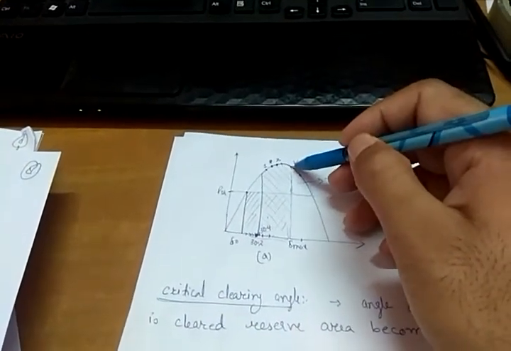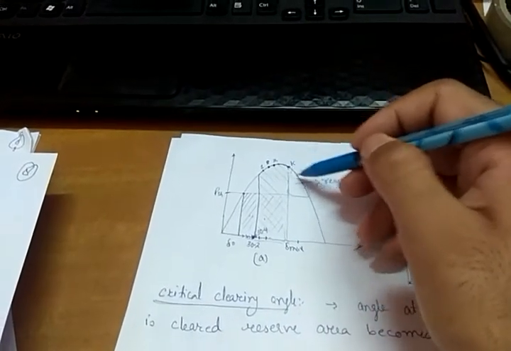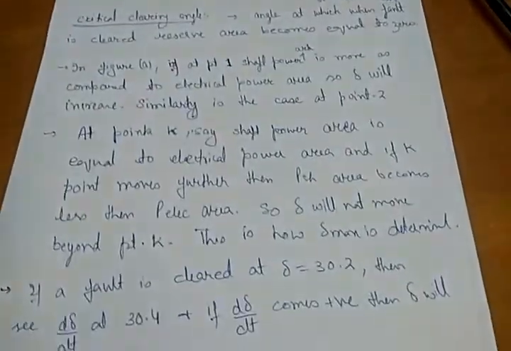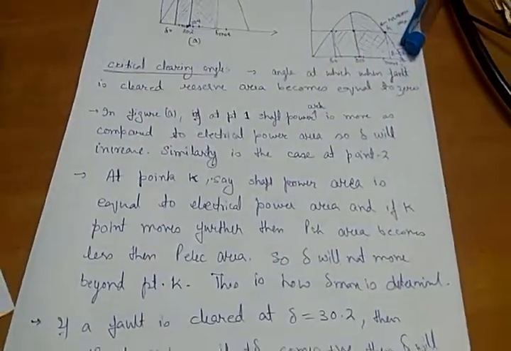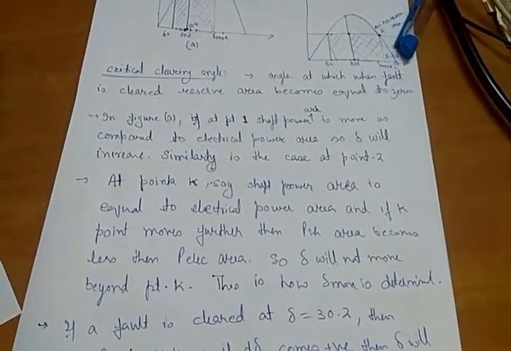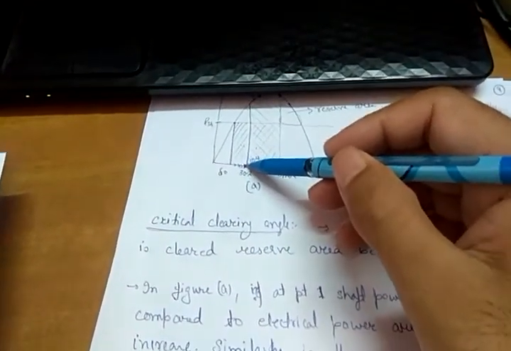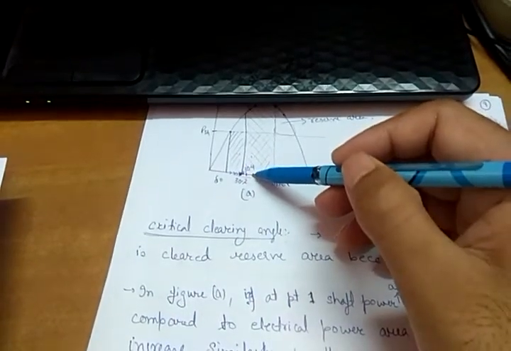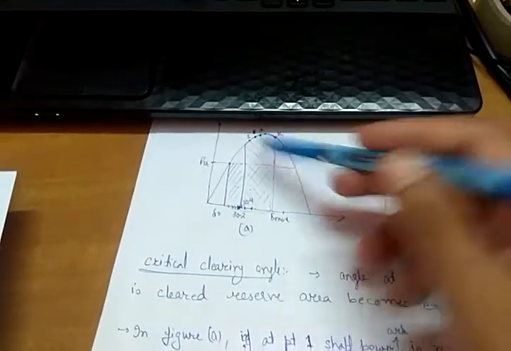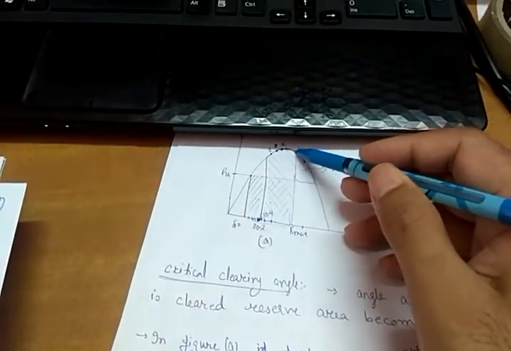The moment d delta upon dt becomes 0 means both the areas are equal. If you try to move delta beyond this point, it is not possible. So this is how we are measuring delta max. I am saying if a fault is cleared at angle 30.2, then we will see d delta upon dt at 30.4. If d delta upon dt at 30.4 comes out positive, then delta will increase. Obviously at 30.4, at this point, delta will increase.